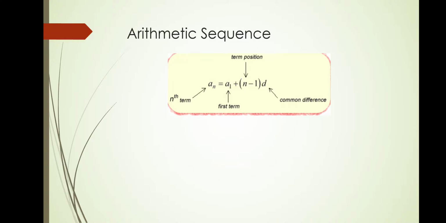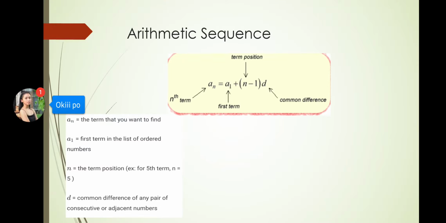For the formula of arithmetic sequence, it is given as a sub n equal to a sub 1 plus quantity n minus 1 times d, in which a sub n is the term you want to find or the missing term. A sub 1 is the first term of the ordered numbers or the sequence, and n is the term position or yung hinahanap na term.